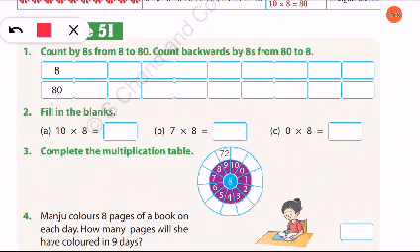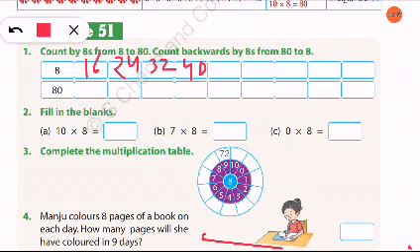Count by 8s from 8 to 80, then count backward by 8s from 80 to 8. So we will start with the first. 8 1s are 8, 8 2s are 16, 8 3s are 24, 8 4s are 32, 8 5s are 40, 8 6s are 48, 8 7s are 56, 8 8s are 64, 8 9s are 72, and 8 10s are 80.